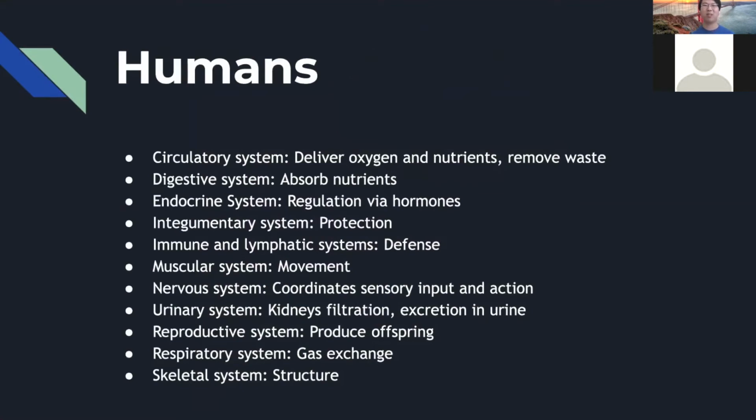Okay, so now that we're done with this overview of plants, we're gonna rush over to a quick overview of humans. So humans, if you just know about yourself, there's a lot of different systems in anatomy, and we're just gonna quickly touch upon each of them and what they do. So the circulatory system, right? You think of your heart and your blood vessels. They deliver oxygen and nutrients, and they remove waste.